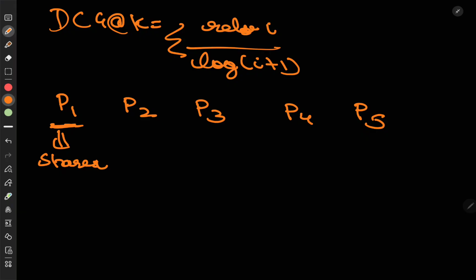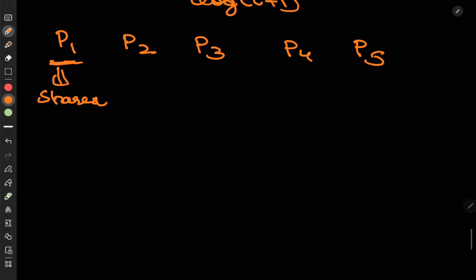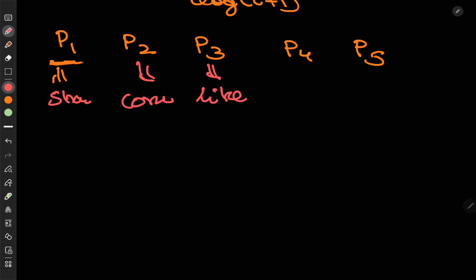So we had these 5 posts. Now let's say that with the data we have, we know that P1 was the post that was shared, right? P2 was commented, P3 was liked, and P4 and P5 were ignored, like there were no reactions over it. And we know that every particular reaction has a weightage associated to it. Share has a weightage of 3, comment has a weightage of 2, like has a weightage of 1, and the others have a weightage of 0.